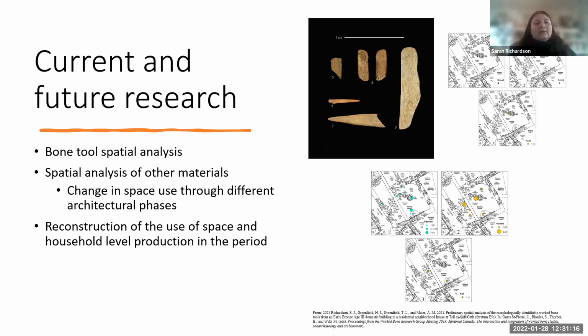So not only am I looking at the bone tools as much as I've rambled about them, but I'm also looking at the other materials, flint, groundstones. I'm taking a look at cooked versus not cooked bone, boiled versus burned, the distribution of different pottery types as well, so that hopefully we can look and see about a change in space and the change in the use in the space through different architectural phases.